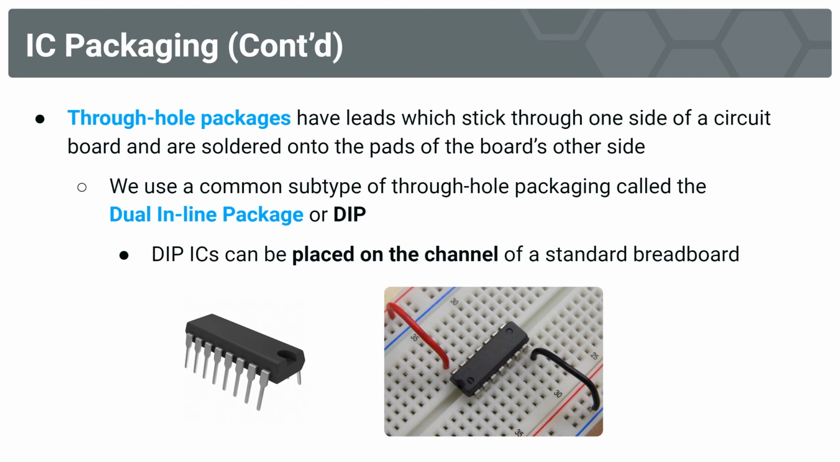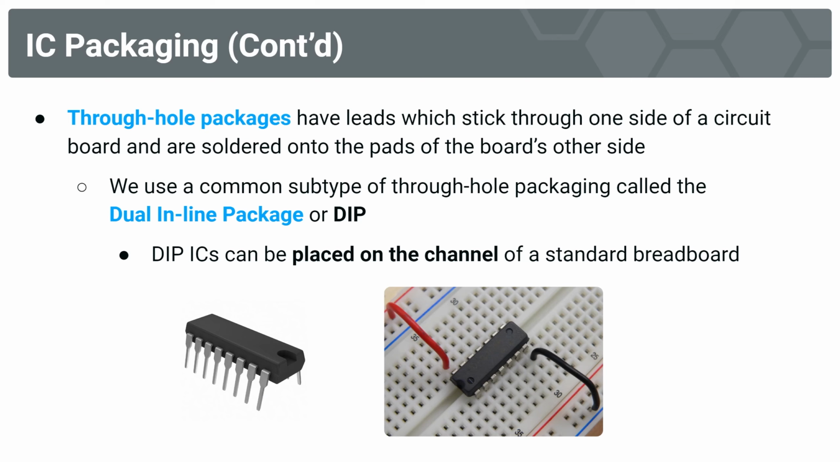Alternatively, you have through-hole packages, which have leads which stick through one side of a circuit board and are soldered onto the pads of the other board's sides. These leads tend to be longer because they have to stick through the circuit board. We use a common subtype of through-hole packages in our projects, and they're called dual inline packages, or DIP.